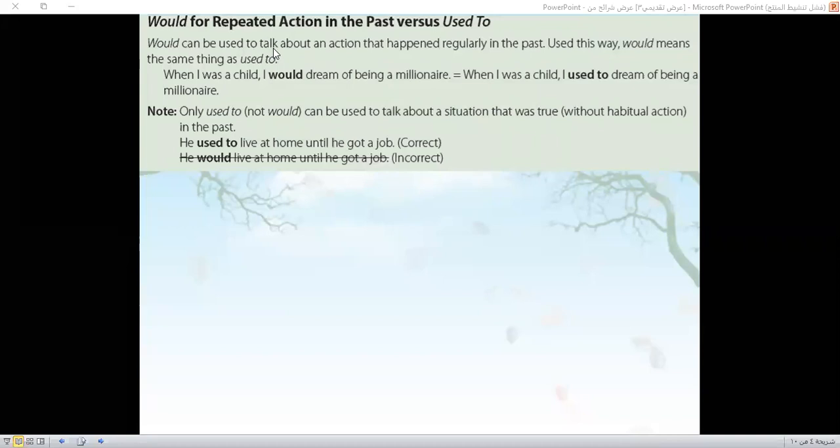Now, would can be used to talk about an action that happened regularly in the past. Used this way, would means the same thing as used to. So pay attention, please. When I was a child, I would dream of being a millionaire. The same thing: when I was a child, I used to dream of being a millionaire. Easy? Can someone give me an example, please? It's very easy. Instead of used to, you're going to use would.